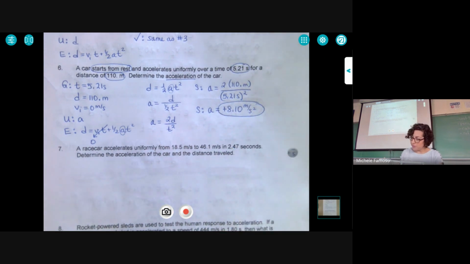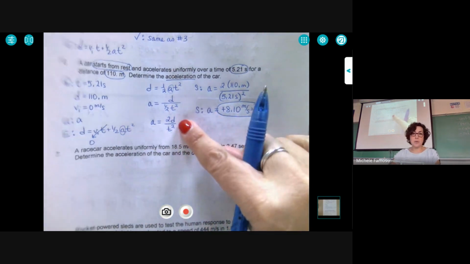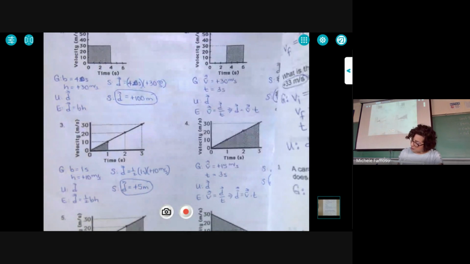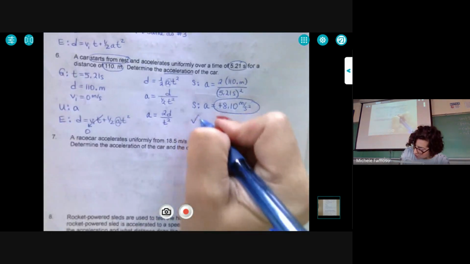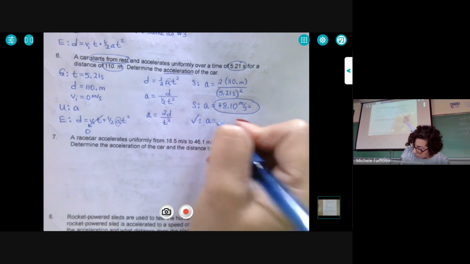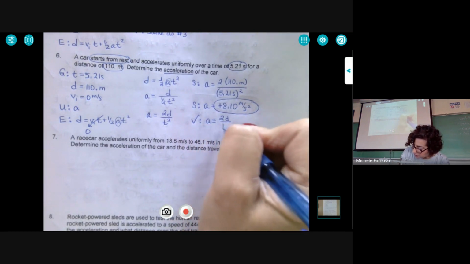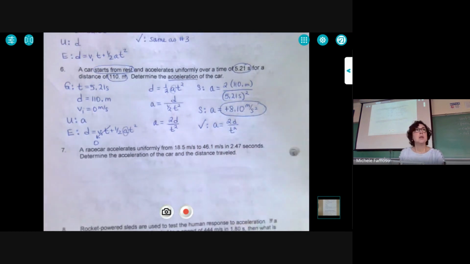Now we're going to, I don't think we've checked this equation before. a is 2d over t squared. I'm going to check back. No, we have not. So let's check. a equals 2d over t squared. So Jack, what is the unit that we have for d?